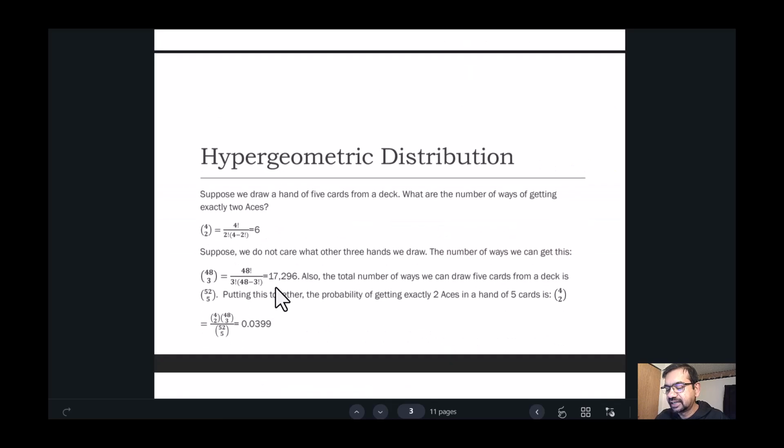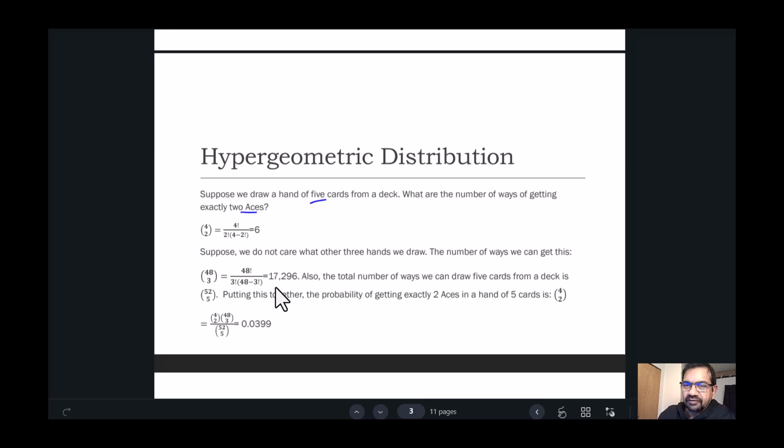The first one we look at is the hypergeometric distribution. To best understand it, let's use an example and then see how that example fits the requirements for a hypergeometric distribution. Let's say that from a deck of cards, you're drawing 5 cards, and we want to know the probability of getting exactly 2 aces from those 5 cards.